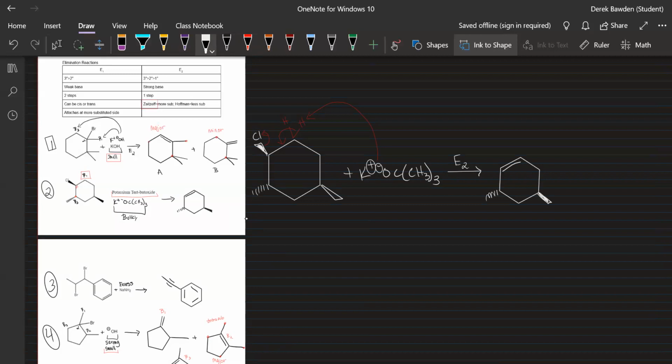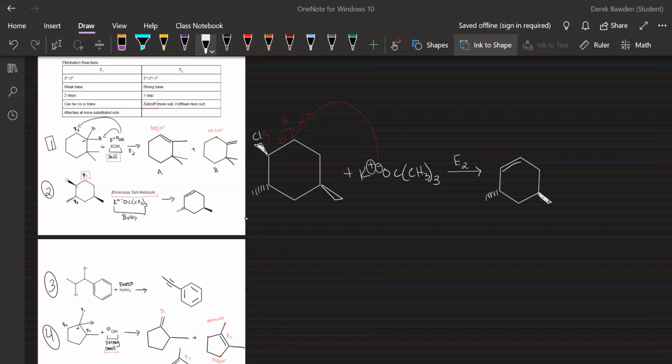Basically the same mechanism, except that it all happens in one step rather than the negative charge. Yep, exactly. So Tanner asked, are the steps in E1 and E2 the same? The only difference is that E1 has a slow and fast step. Exactly. So E1, because it happens in 2 steps, the slow step is the leaving group leaving, right?